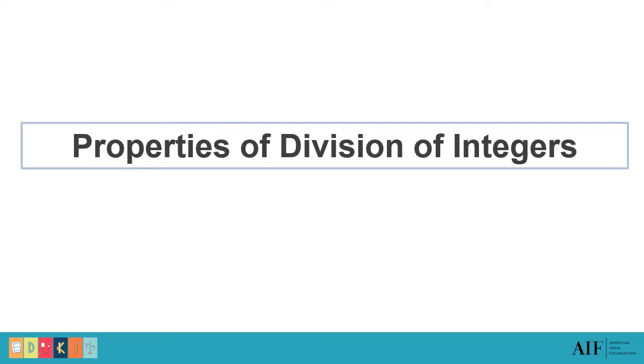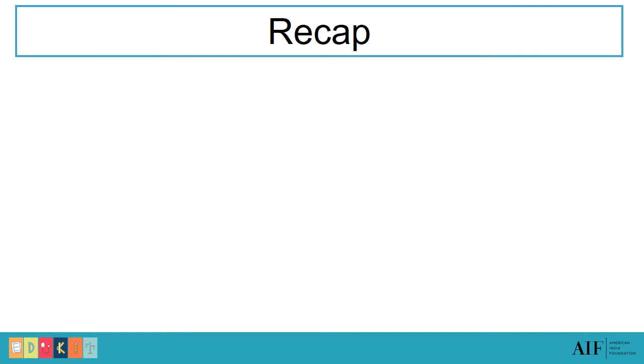Today we are explaining about properties of division of integers.